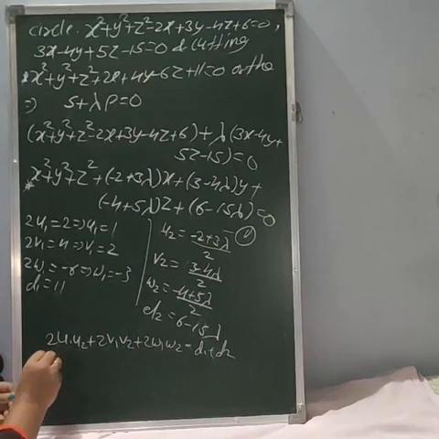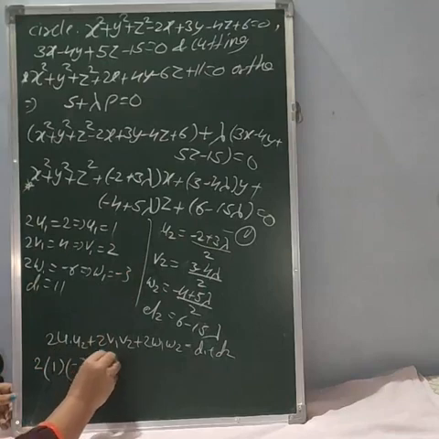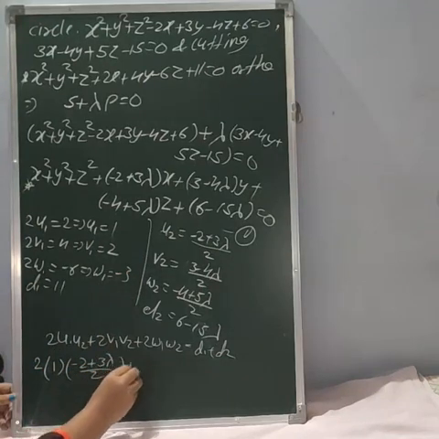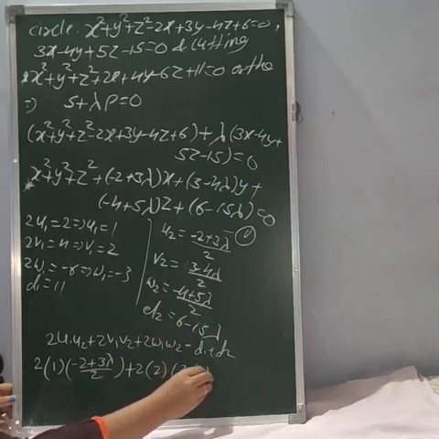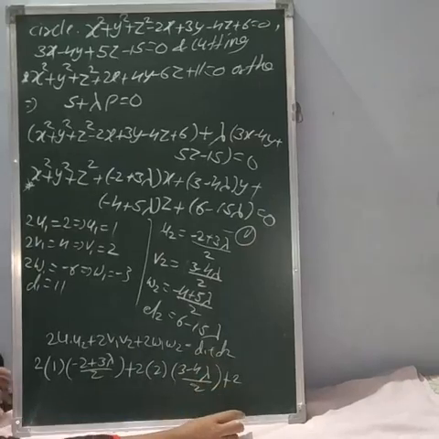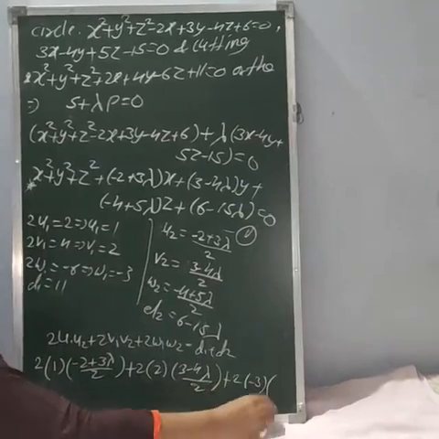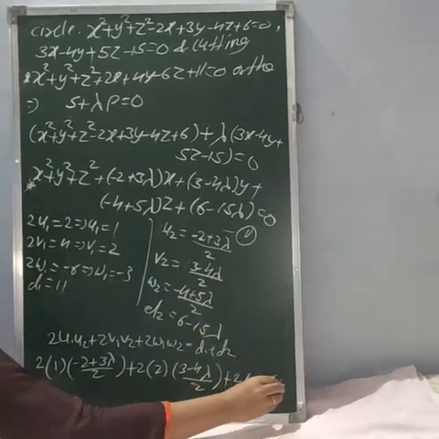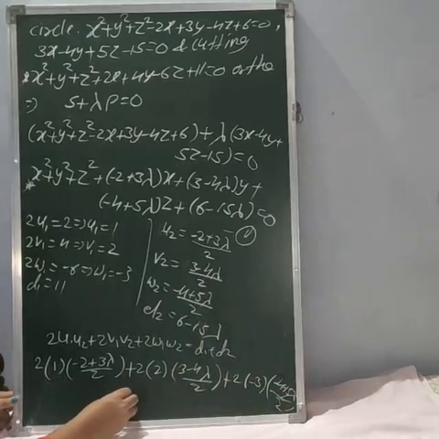Substitute the values. What is u1? We are having 1 into, what is u2? We are having minus 2 plus 3 lambda divided by 2. Next plus 2, what is v1? Again 2 into, what is v2? 3 minus 4 lambda divided by 2, plus 2 into w1. What is w1? We are having minus 3 into, what is w2? Minus 4 plus 5 lambda divided by 2, is equal to d1 plus d2.